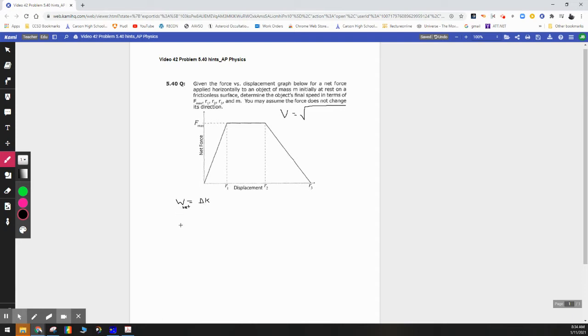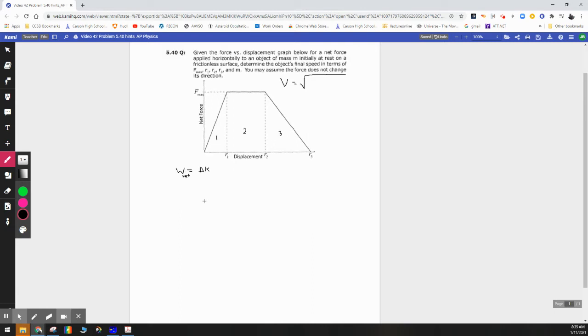So the area under the curve is: we have triangle area 1, here's area 2, and here is area 3. All of this area has to equal the change in kinetic energy. All right, so let's go ahead and do it. The area of this first one is a triangle, so it's going to be 1/2 the base, which is R1, times the force. We'll just use F here for the maximum force, plus area 2.